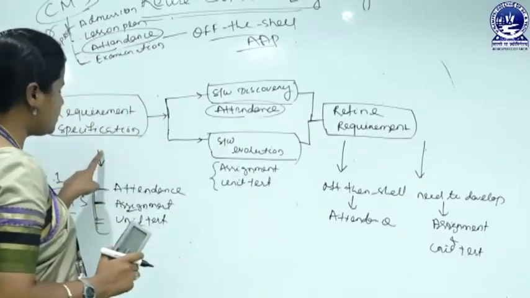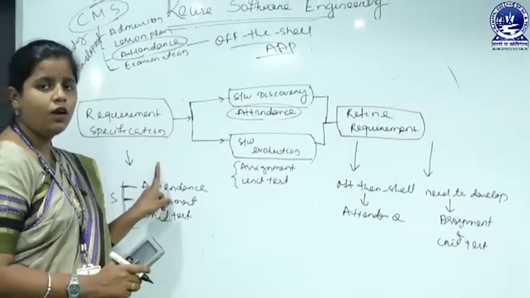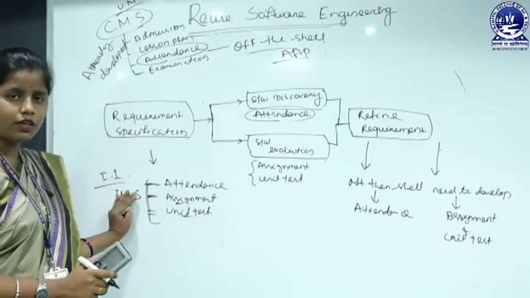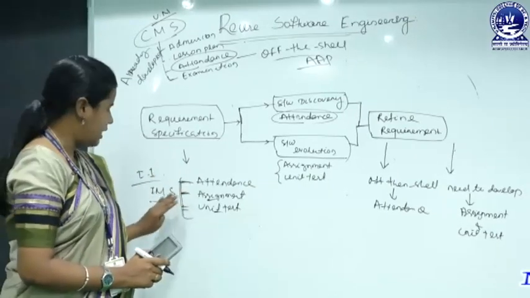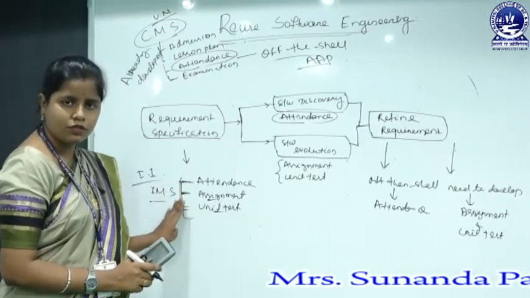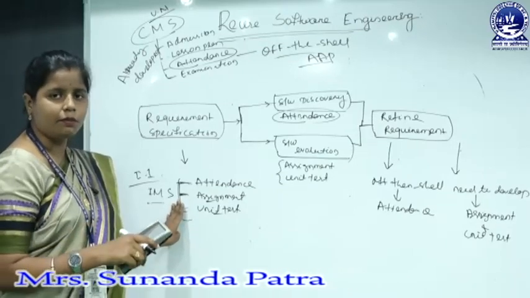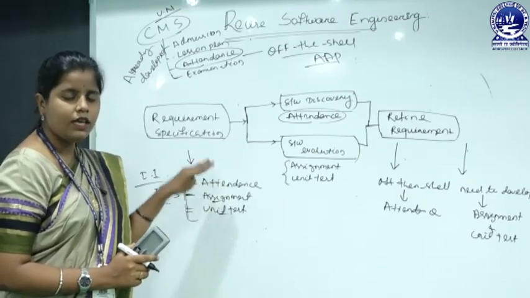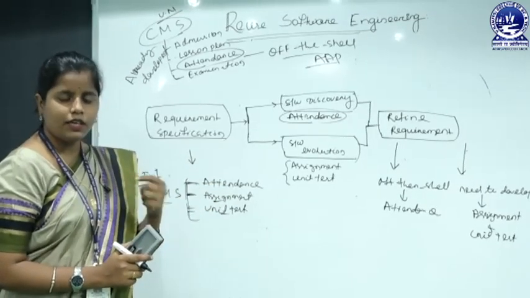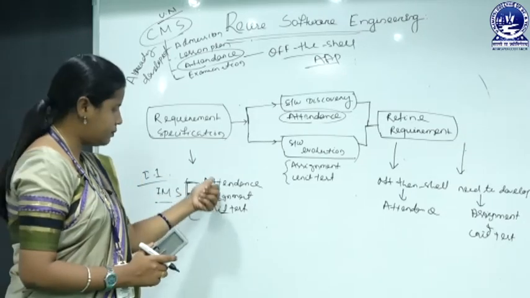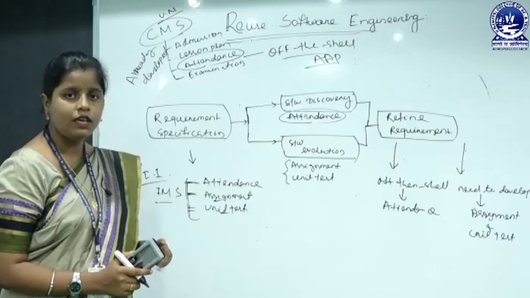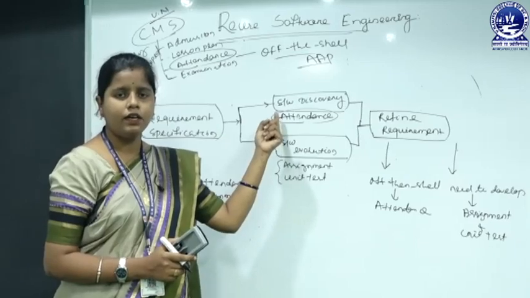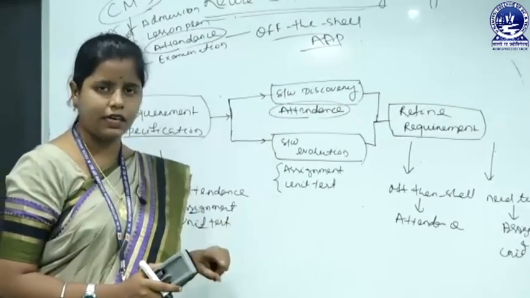That means, from the requirement specification we have to specify what actually my customer needs. In this case, our customer is institution 1 and the requirement is IMS, that is institution management software, and inside the IMS there are some functionalities like attendance, assignment and unit test. Then we will go for check whether there are some system, there are some subsystem that are readily available with us. Yes, that is attendance, that is the software discovery. Here we have discovered the subsystem that is readily available.